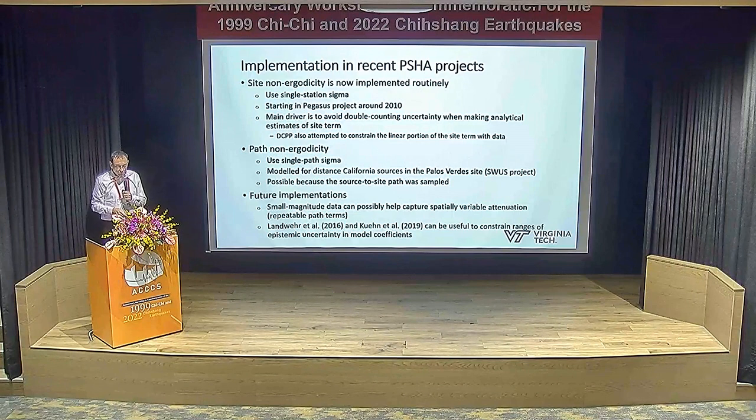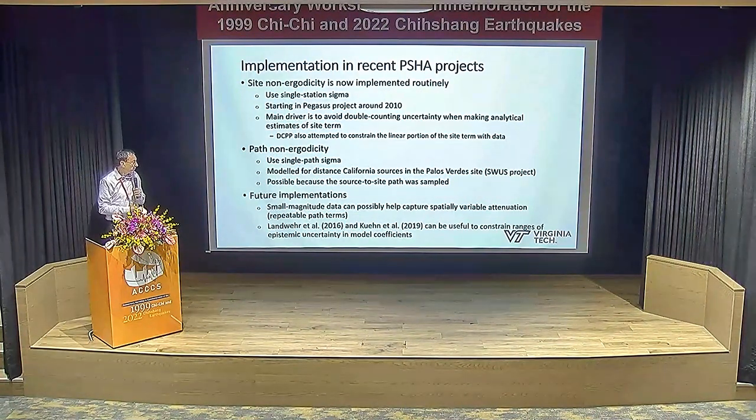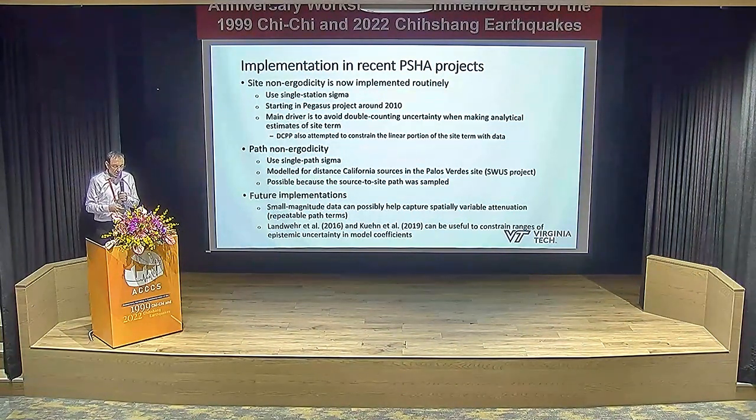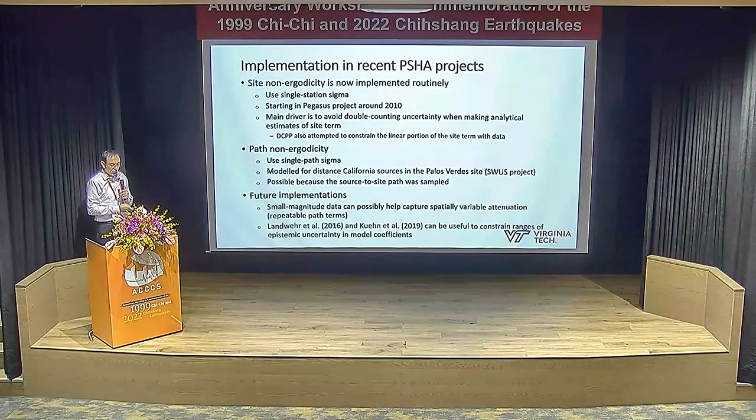In future implementations, and this is again the talk that was given this morning by Professor Abrahamson, small magnitude data can possibly help capture spatially variable attenuation. This would be repeatable patterns. And there are non-ergodic models, and they can be useful to constrain ranges of epistemic uncertainty in model coefficients. And this is already the talk that was given earlier today.